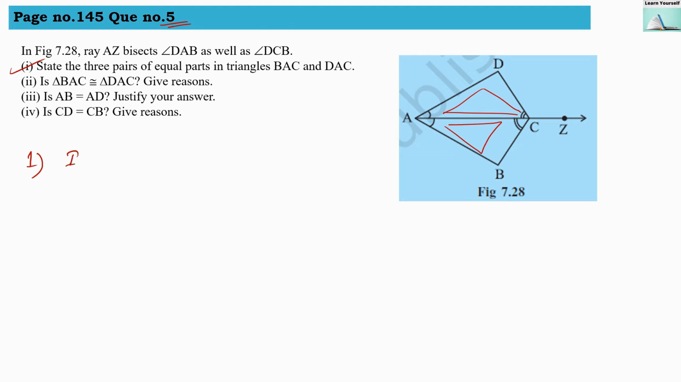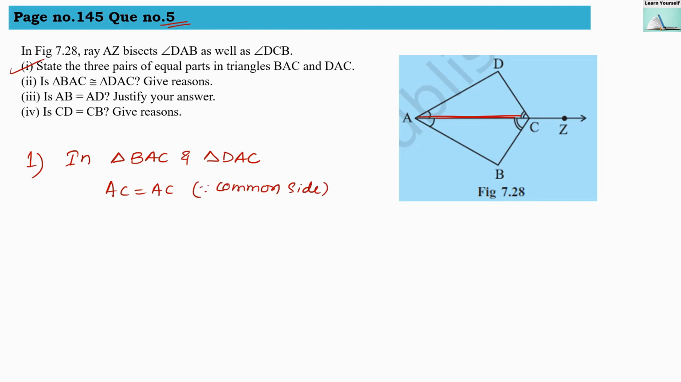So in triangle BAC and in triangle DAC, equal parts are, first of all, we can write AC because that is common side for both the triangles. Then we are writing one angle, that DAC. This angle is equal and another angle is BAC. These two angles are equal. So we are writing angle DAC is equal to angle BAC.